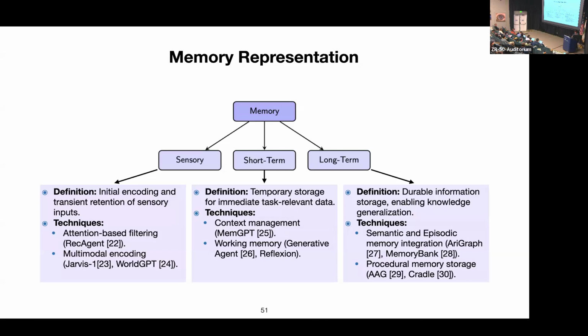And for long-term memory, it's more about long-term durable information storage. For example, if you have an agent keep interacting with the user, you gradually establish the profile of this user. So basically, the agent knows better about this user. So here we need to have semantic and episodic memory integration, and we can understand, for example, different procedural memories and store them and utilize them when solving different tasks.